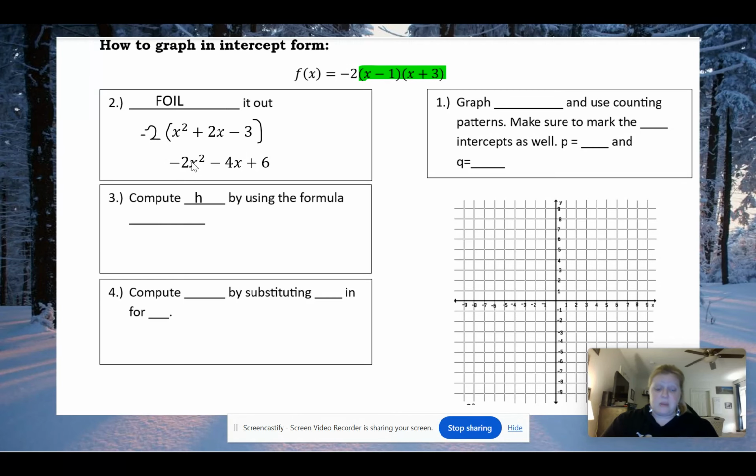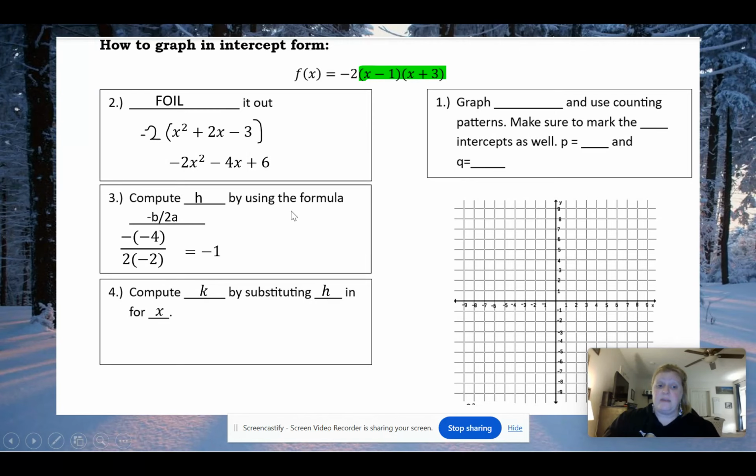Step 2 is I'm going to compute h using the formula -b over 2a. So I'll put my -4 in h's spot, I put my -2 in a's spot. I can't forget about an additional negative from the formula, and I simplify all that to get -1, so that's my h. Then we'll get our k by substituting that h value in for x.